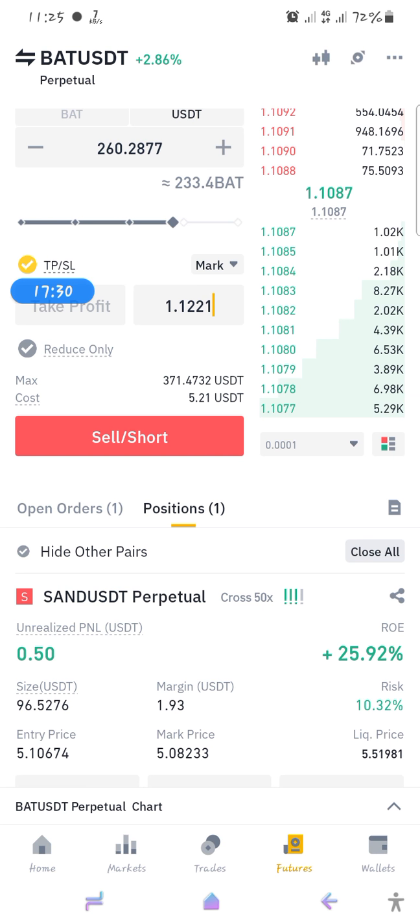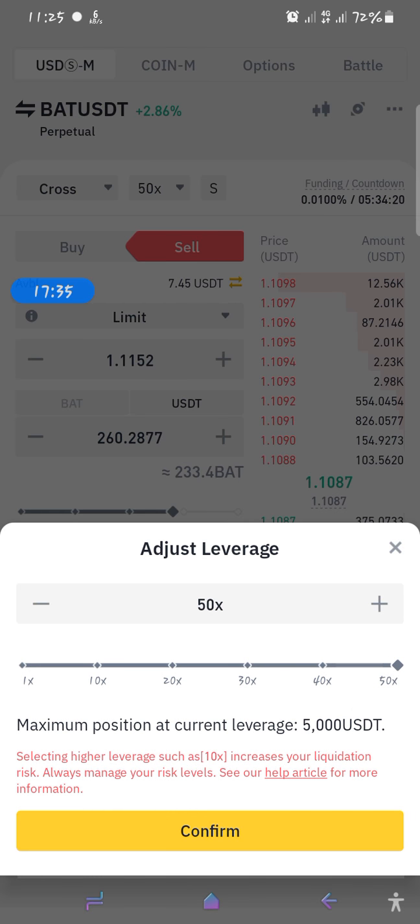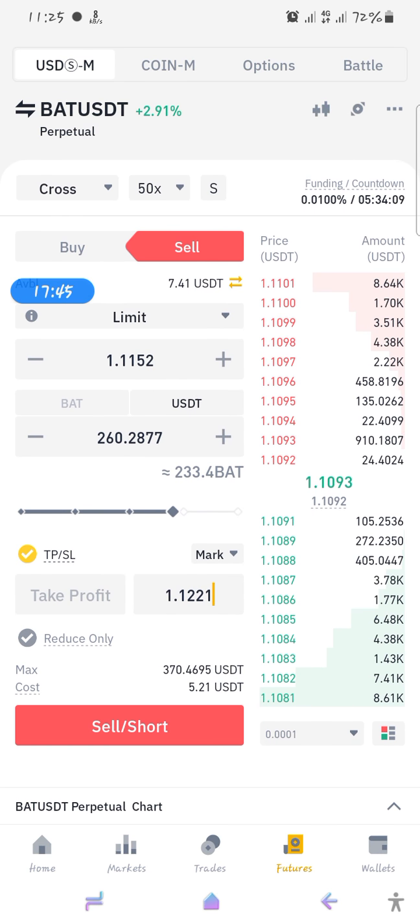So fear not when I say use cross, because we're using stop loss. The only thing is your leverage. If you are risking low, use a big leverage. If you are risking high, use a small leverage. The bigger your risk, the smaller the leverage, and the bigger the leverage, the smaller your risk.